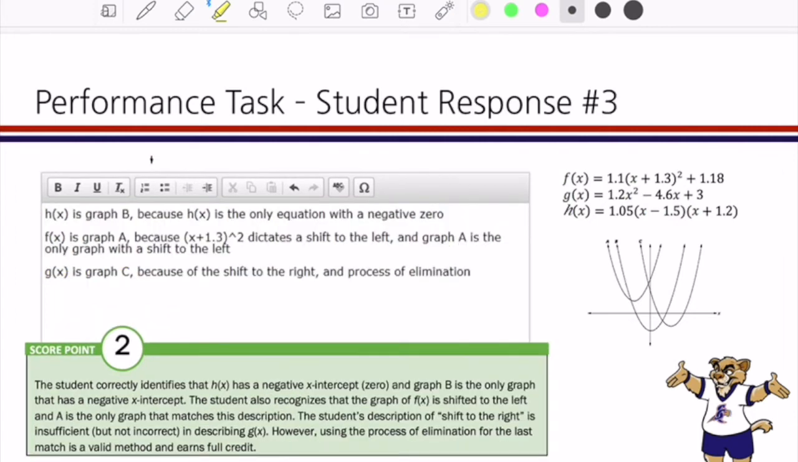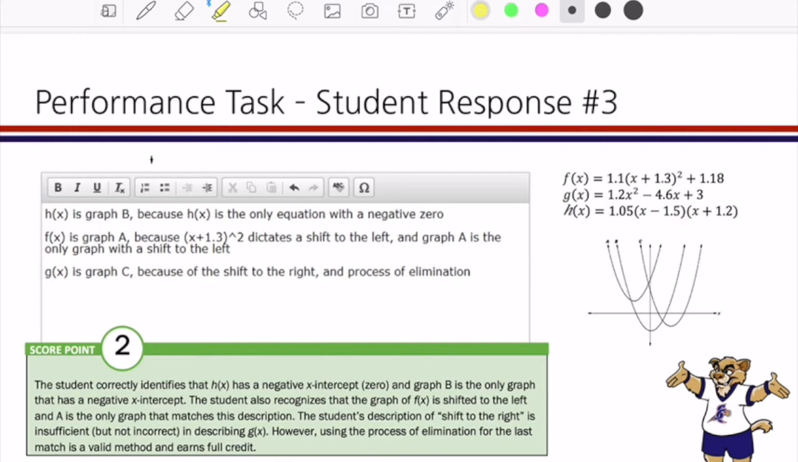All right, looking at this third student response, they said that h of x had to match with graph B because it was the only equation that had a -0. They then said that f of x had to match with graph A because it was a left shift and A was the only one that had a left shift. And then they said that g of x had to be graph C because it's shifting to the right and because of process of elimination. And so this student scored a 2 on this question.